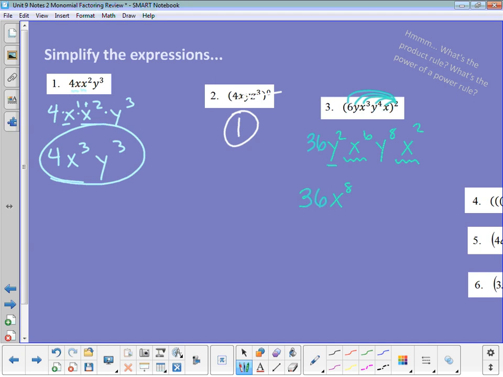Same thing with the y's. I have y to the second times y to the 8th. I'm going to add the powers, which gives me y to the 10th. So I have 36x to the 8th, y to the 10th.